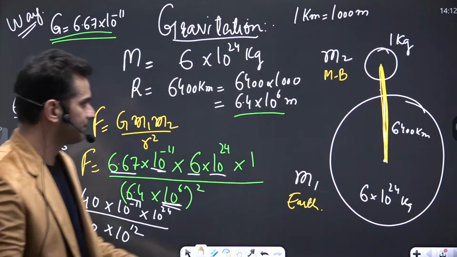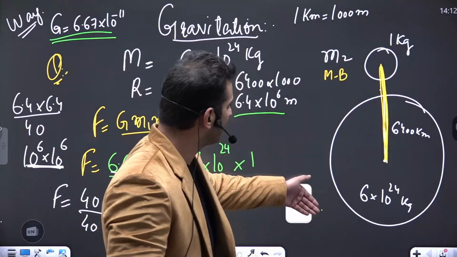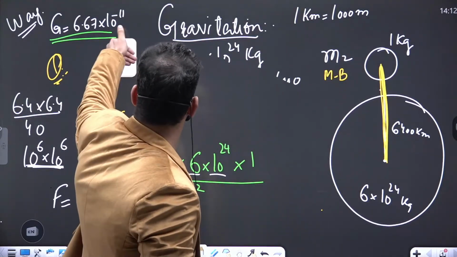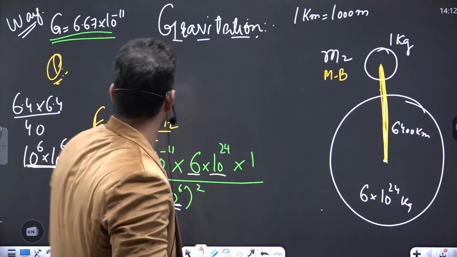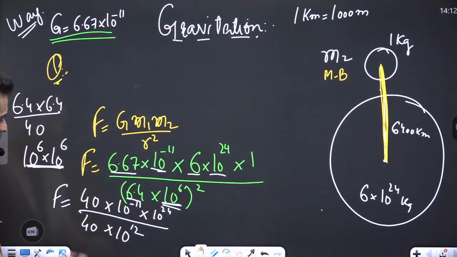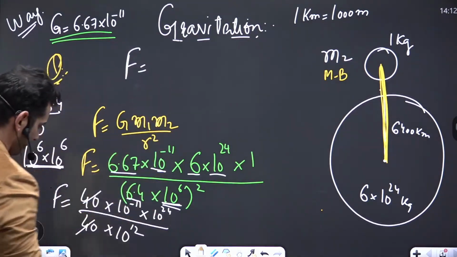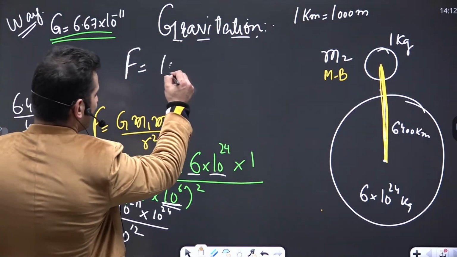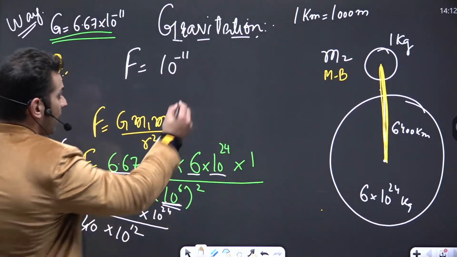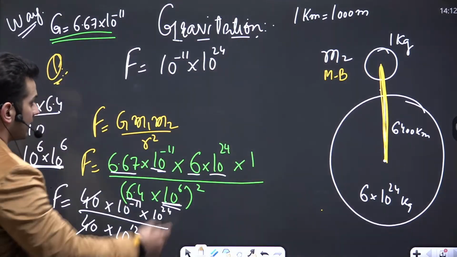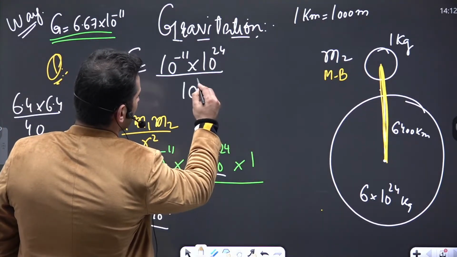Now see it. I will try to solve it now from here. Okay beta? Yeah, I have taken these values. I don't need them anymore. So the value comes out, this 40 and this 40 will cancel out. Okay beta? Now the term here is F is equal to 10 raised power minus 11 into 10 raised power 24 divided by 10 raised power 12.